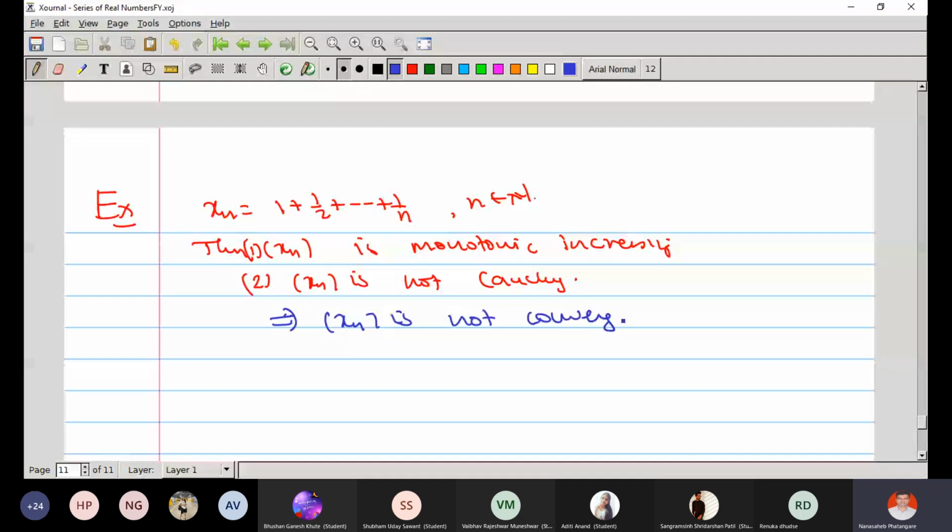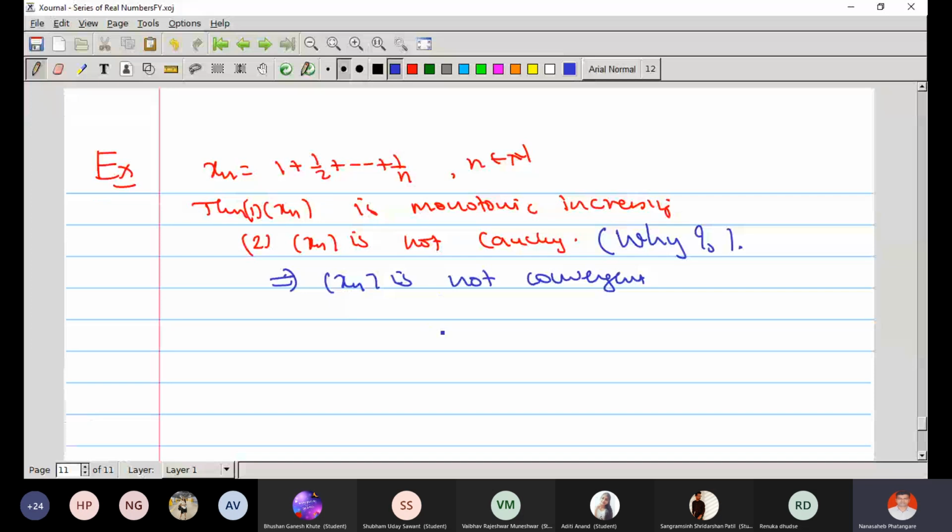Now go back and see the previous notes. Why is this not Cauchy? This is an exercise, write it again. Why is it not Cauchy? So Xn is not Cauchy, therefore Xn is not convergent. This is clear.